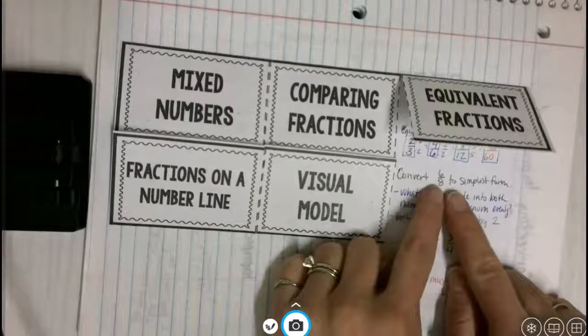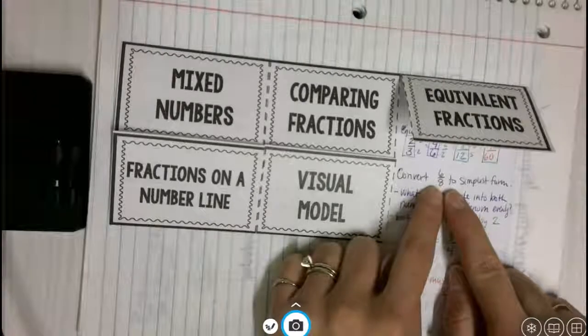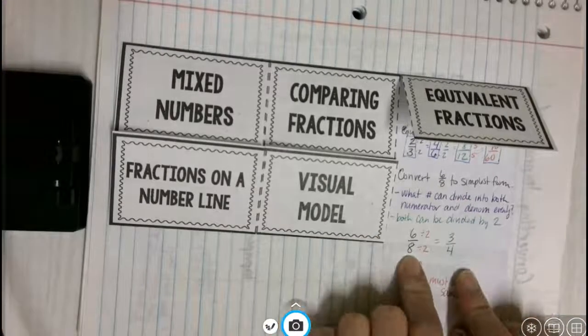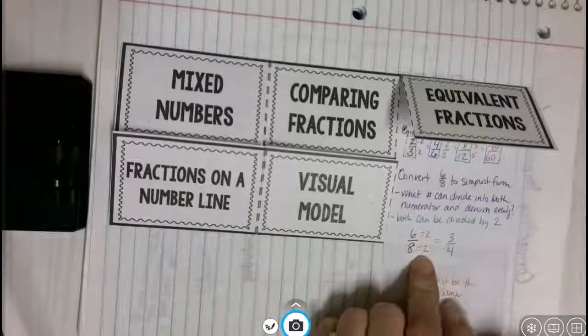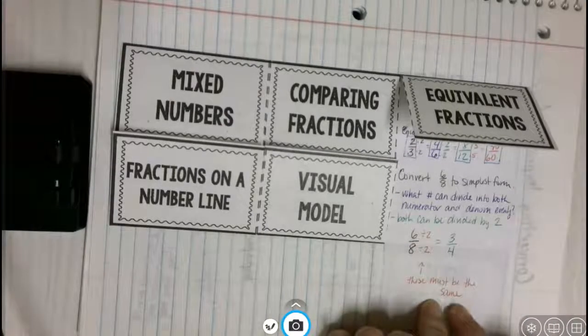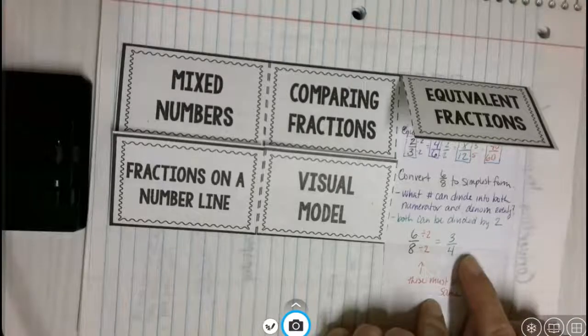Here I notice that both can be divided by 2 because they're both even numbers. So I want to go ahead and do that. I've got 6/8 divided by 2, both of them, so it has to be the same thing in the numerator and the denominator, and I get 3/4.